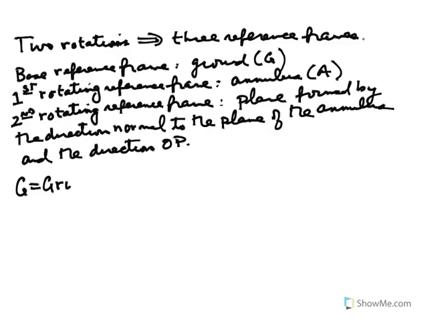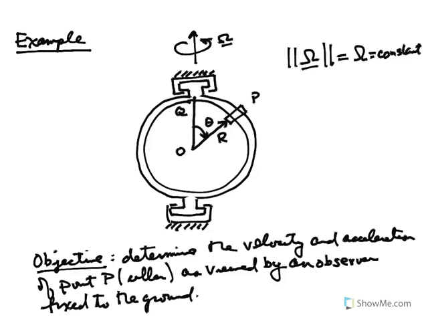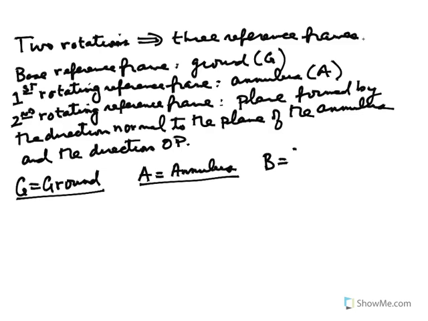We have the ground, which is the base reference frame. And then we have A, which is equal to the annulus. And then B, which is this plane that I just described. Now, what is that plane? Let's go back and look at this picture again. You can see that the normal to the annulus is actually along the direction OQ crossed with OP. So this is actually going to be the OQ crossed with OP plane. That's the plane I just described above.